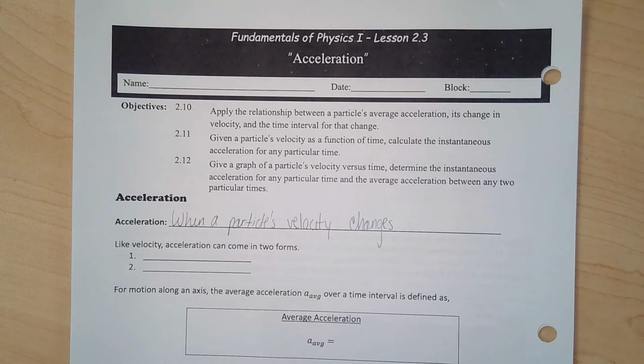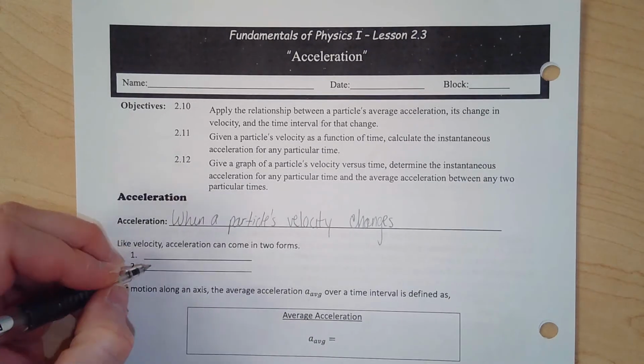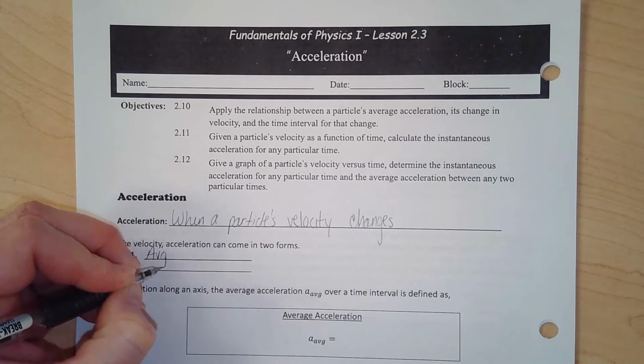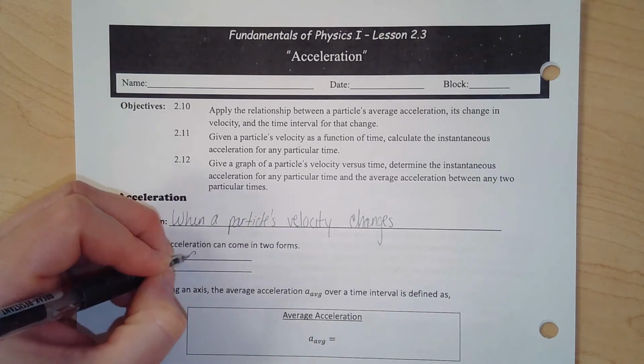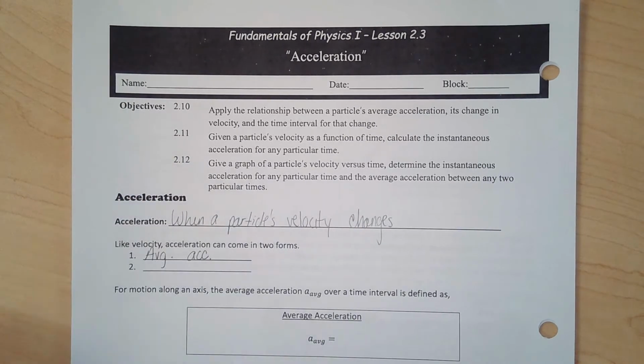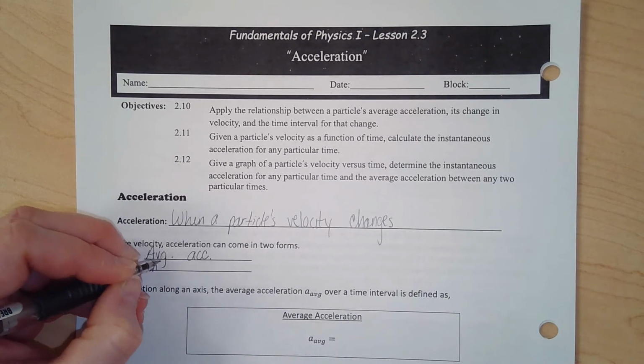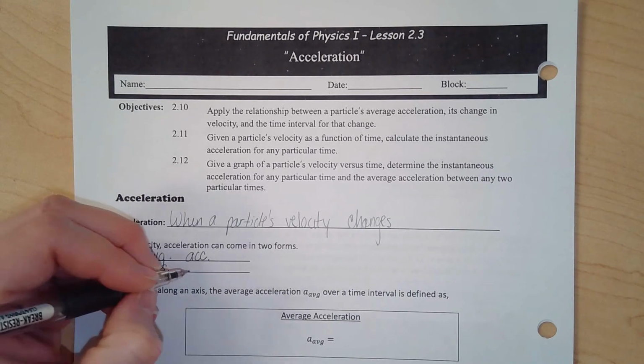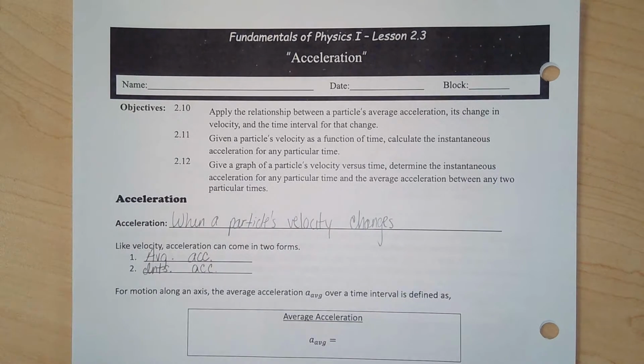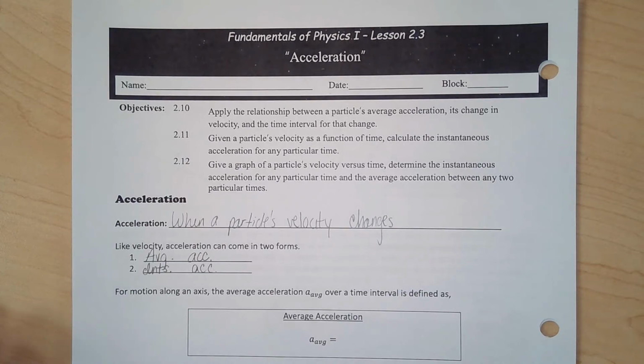Like velocity, acceleration can come in 2 forms. So average acceleration, just like we used to have average velocity, and instantaneous acceleration, just like we would have instantaneous or instant velocity.